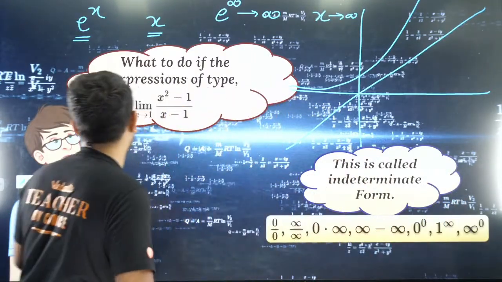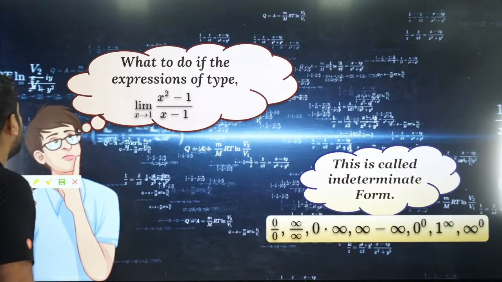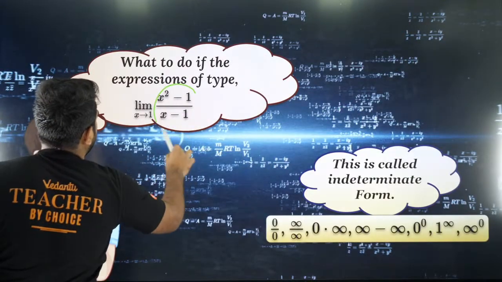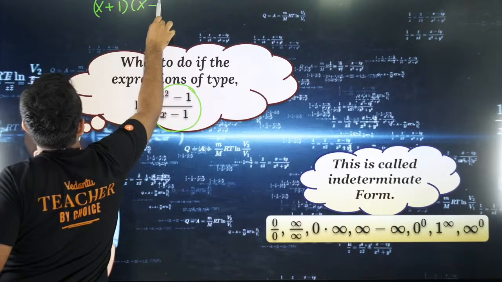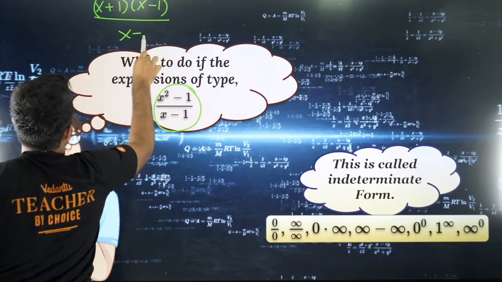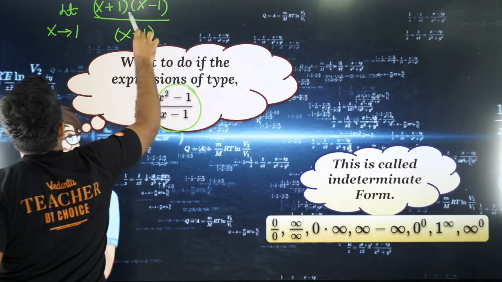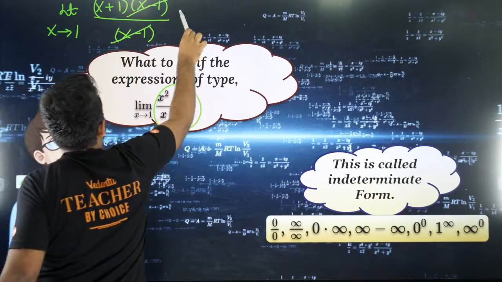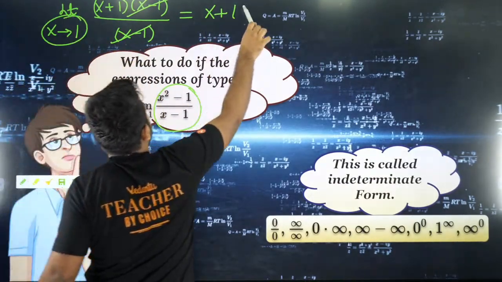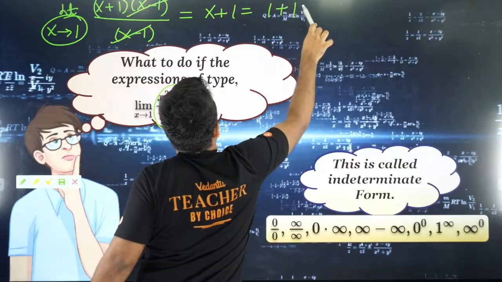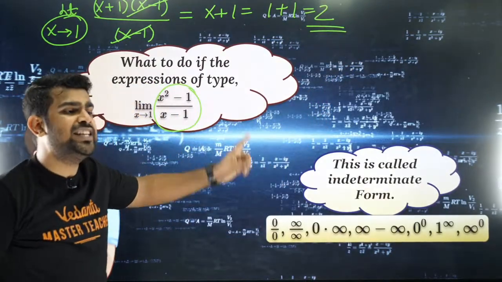Okay, so let's get started, people. Now, this question, how do you solve it? This question you solve it by using factorization. So I can factorize the numerator as x plus 1 into x minus 1, and denominator is x minus 1, and we have limit x tending to 1. So I'm going to cancel these two off. Then I'll have x plus 1 and limit x tending to 1. So the answer is equal to 1 plus 1, which is equal to 2. That is how you solve it. So the limit for this question is equal to 2.